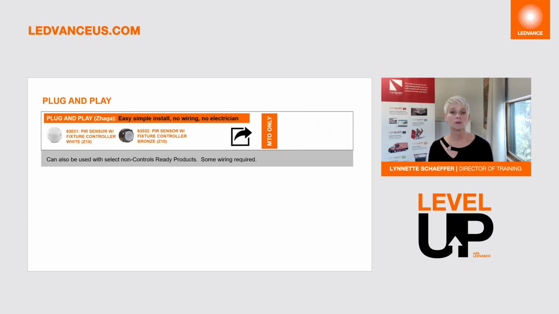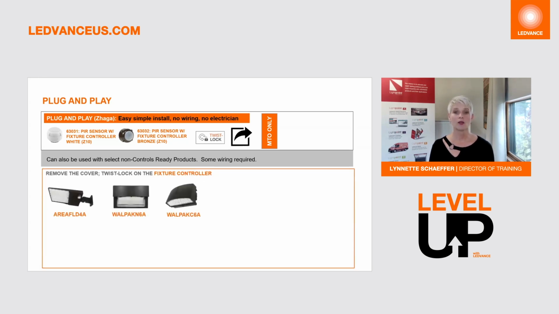Now, we also have a plug and play design with the Zaga, which some people may call Z10. It is basically a twist lock design. It is available in either white or bronze, and it is available on these three fixtures via MTO, made to order. Of course, this is as of October 2024. I'm sure we're going to continue to come out with more products that this will also work with. But for these three specifically, they work with the Z10 twist lock, and it is only available via MTO.